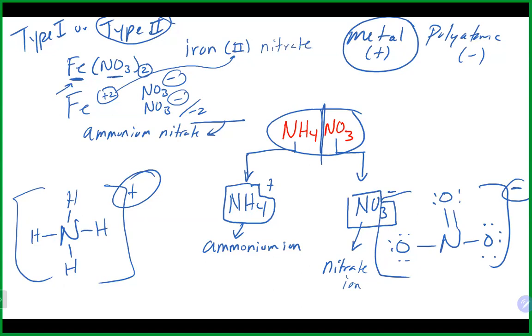Any questions on that there? We also see in the formula that I actually put parentheses around the polyatomic ion, and you should always do that when you have more than one polyatomic ion and you're writing a formula for it. You do need to put parentheses and how many there are on the bottom right. That is because if I just wrote it like this, that would imply I have what?